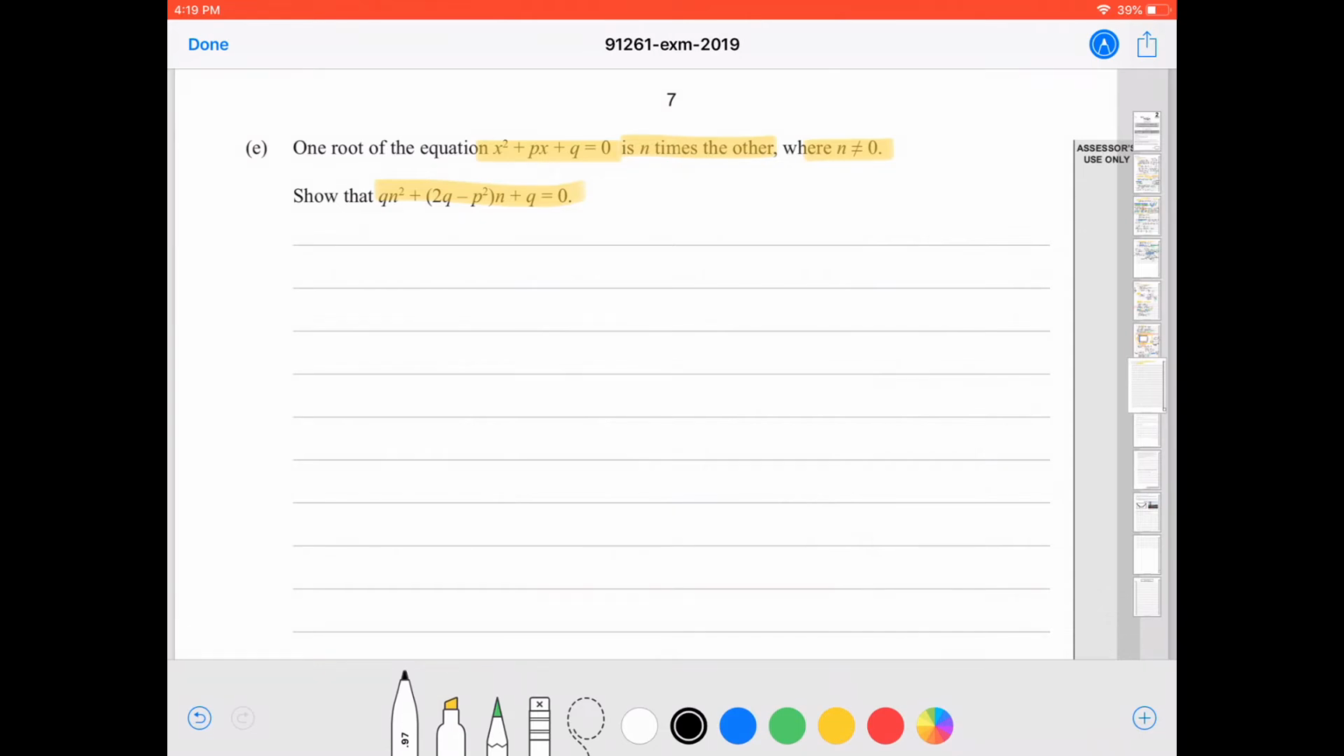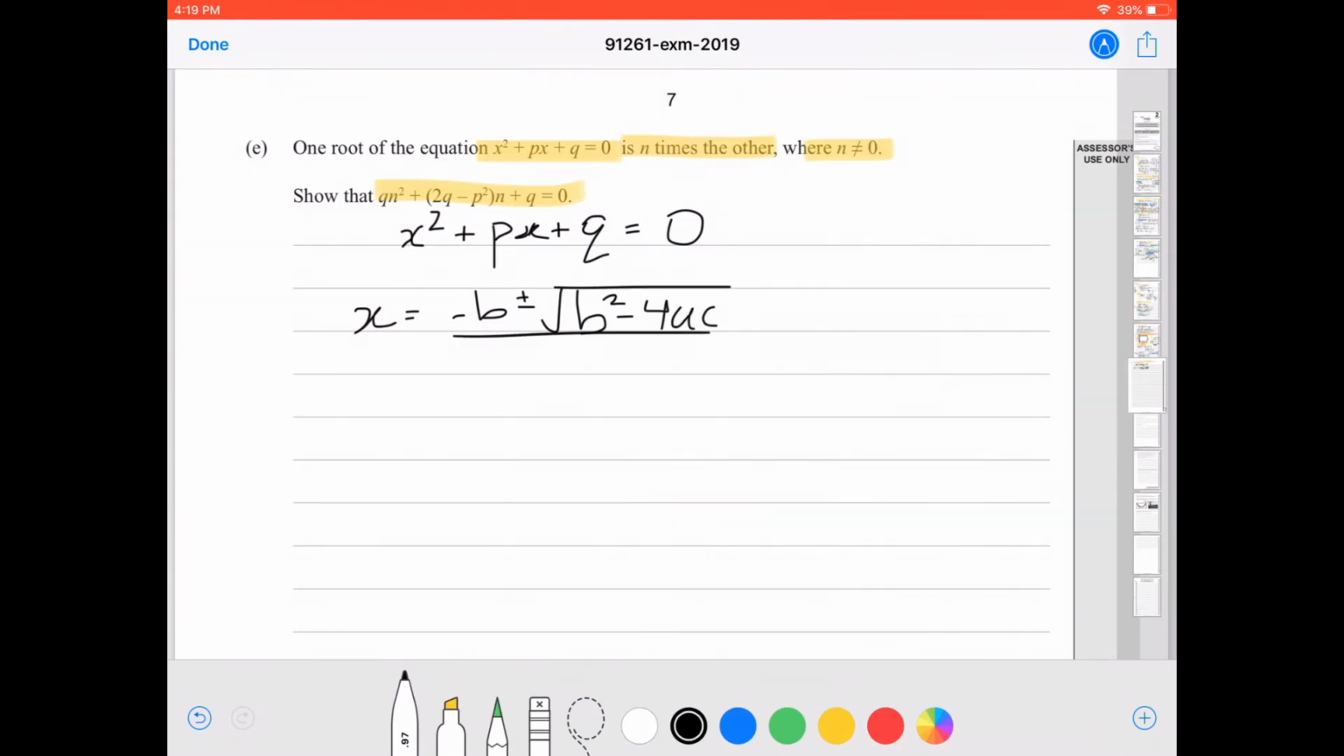So we've got this equation here, x squared plus px plus q equals 0. And the first thing we have to do is decide what our roots are. And I think the only way we can do this is by using the quadratic equation. So we're going to go straight ahead and find our roots using the quadratic formula. Minus b plus or minus the square root of b squared minus 4ac, and this is over 2a.